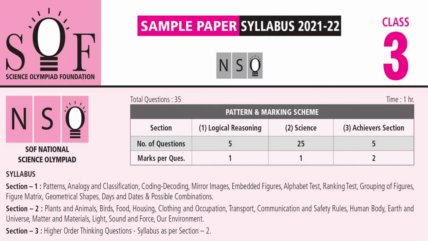So let's start with this. Firstly, we need to understand the pattern and marking scheme. Session 1 is all about logical reasoning: number of questions 5, marks per question 1, total marks 5. Session 2 is all about science: number of questions 25, marks per question 1, total marks 25. Achiever session: number of questions 5, marks per question 2, total marks will be 10.